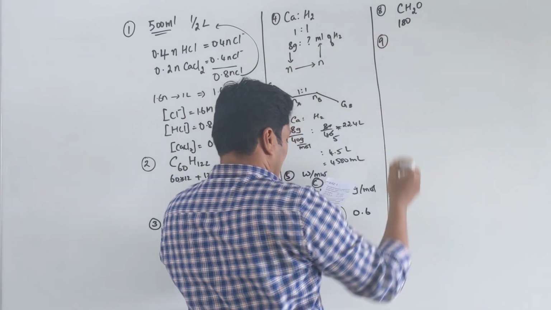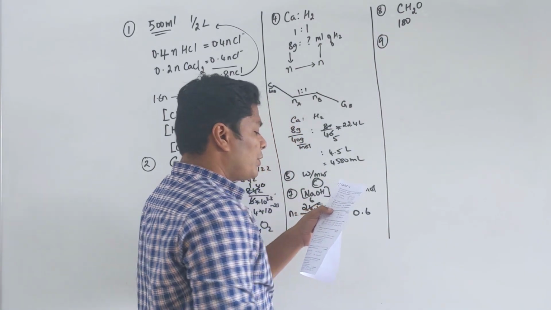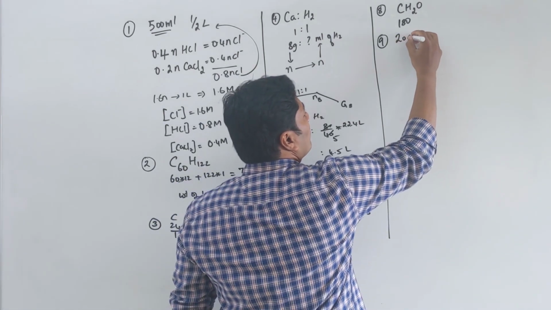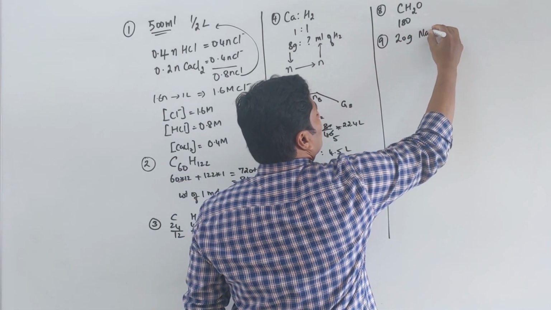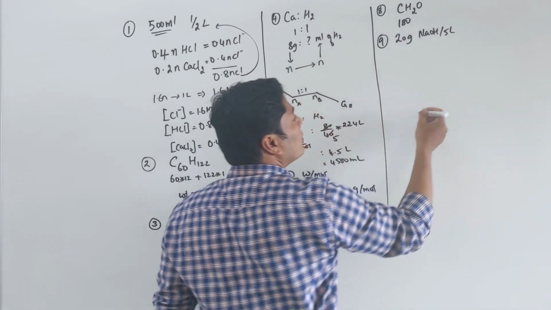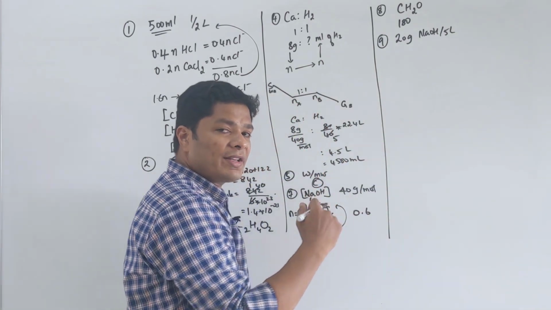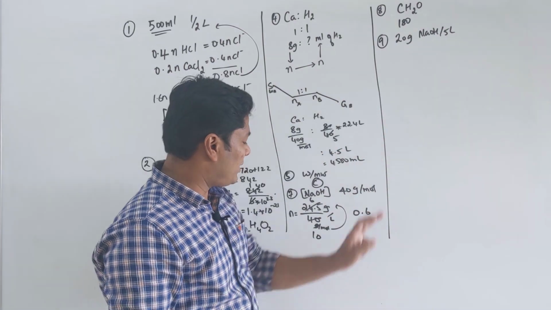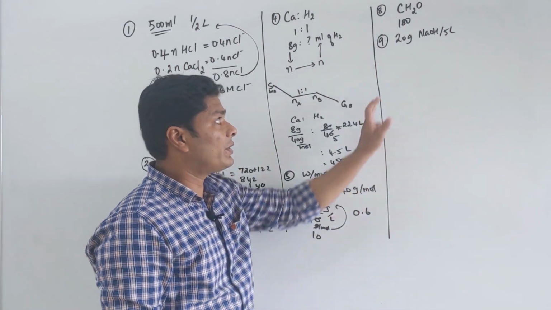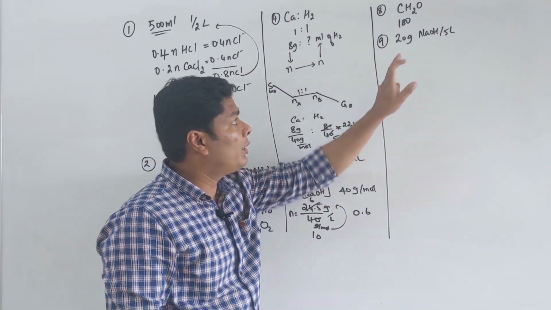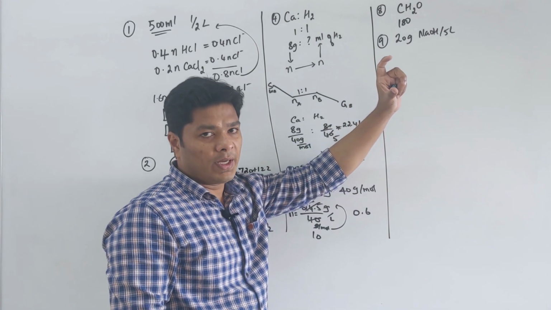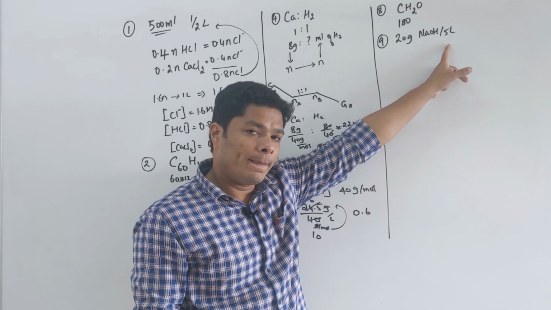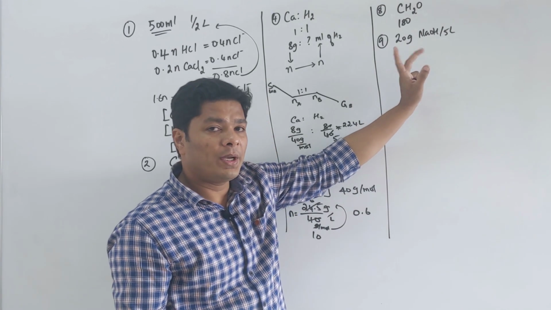Question 9. The molar concentration of 20 grams of NaOH in 5 liters. 20 grams NaOH in 5 liters. So normally I will do the faster way and then I will do the slow way. Faster way, the molecular mass of sodium hydroxide, I told you to remember, 40. Taking 40 gives 1 mole, taking 20 gives 0.5 mole, correct?